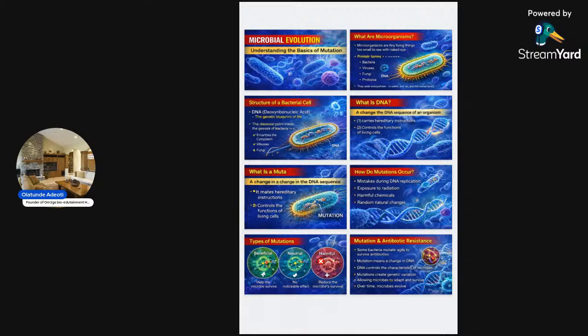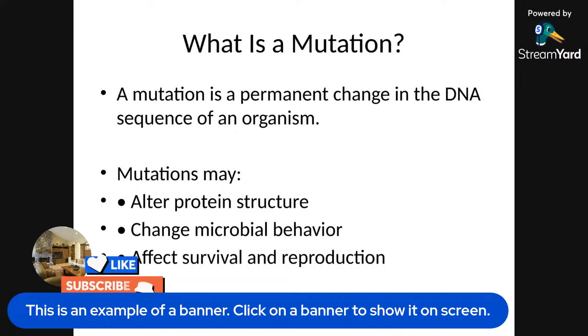So now, what is mutation? A mutation is a permanent change, a permanent alteration in the DNA sequence of an organism. When you have C, T, A, G, and A is replaced, or there is a disarrangement in the sequence, that is what is called mutation. That is a permanent change in the DNA sequence.